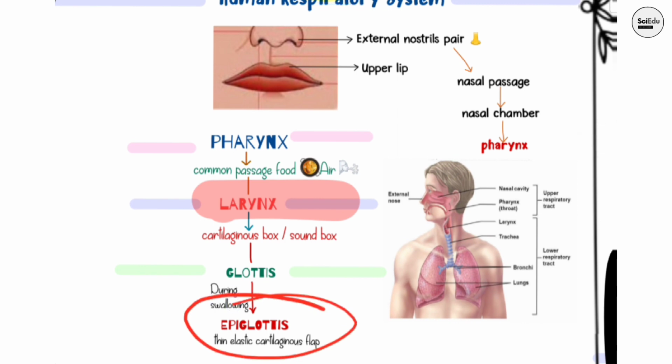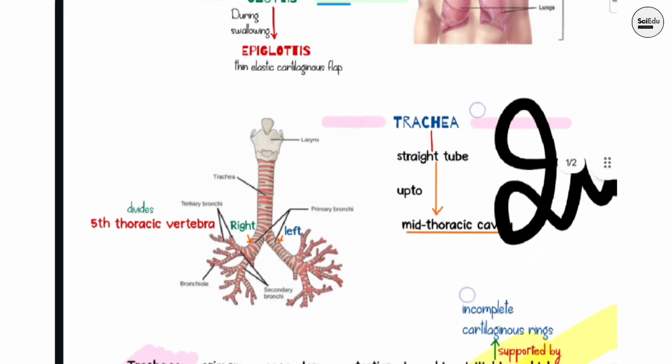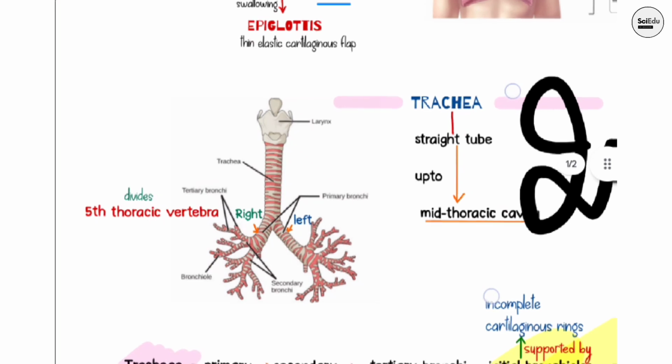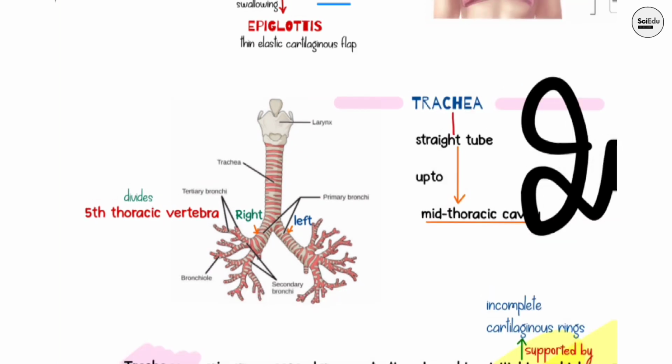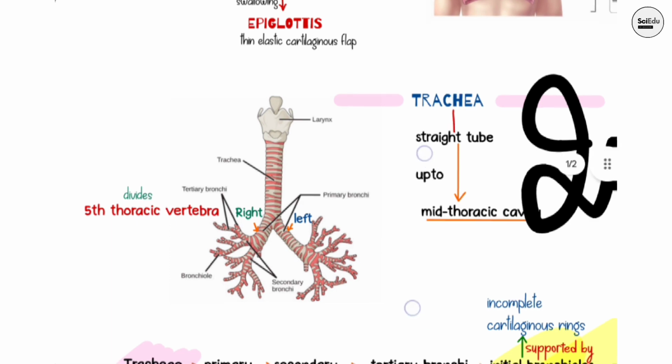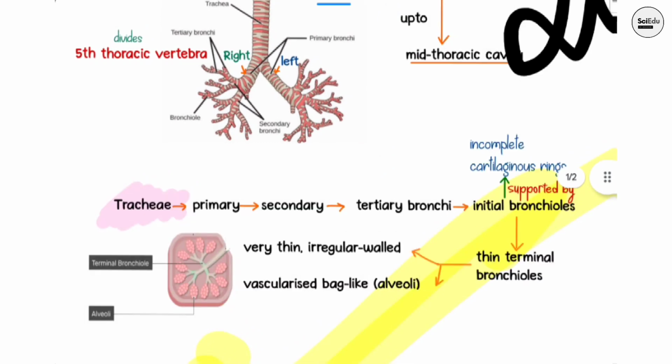Trachea is a straight tube extending up to the mid-thoracic cavity, which divides at the level of fifth thoracic vertebra into a right and left primary bronchi. Each bronchi undergoes repeated divisions to form the secondary and tertiary bronchi and bronchioles, ending up in very thin terminal bronchioles. The trachea, primary, secondary and tertiary bronchi, and initial bronchioles are supported by incomplete cartilaginous rings.